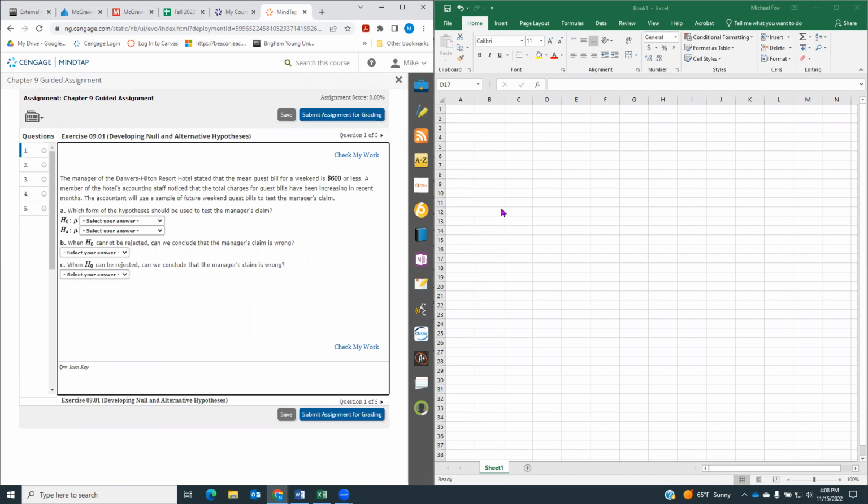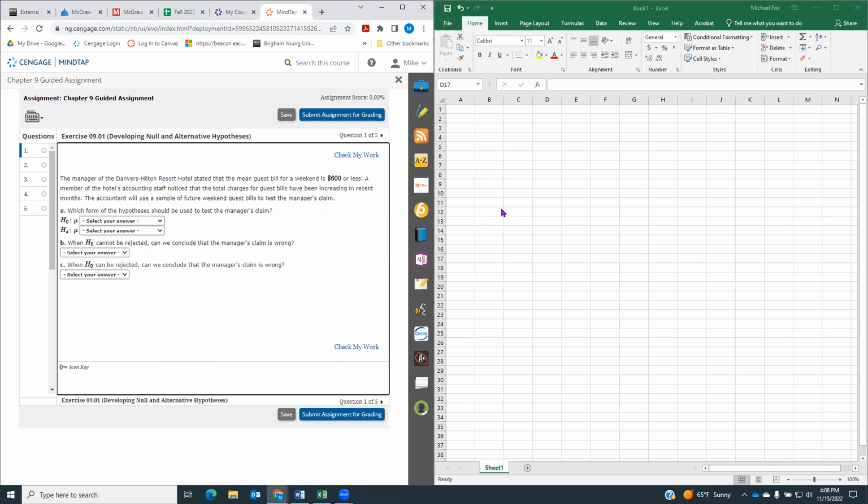The manager of the Danvers Hilton Resort stated that the mean guest bill for a weekend is $600 or less. A member of the hotel's accounting staff noticed the total charges for the guest bill have been increasing in recent months. The accountant will use a sample of future weekend guest bills to test the manager's claim. So which form of hypothesis should be used to test the manager's claim?